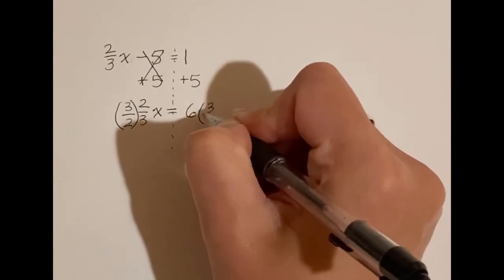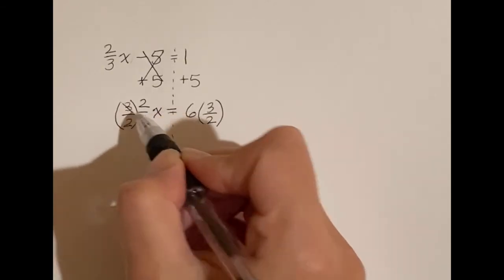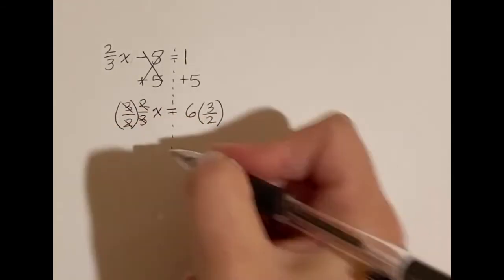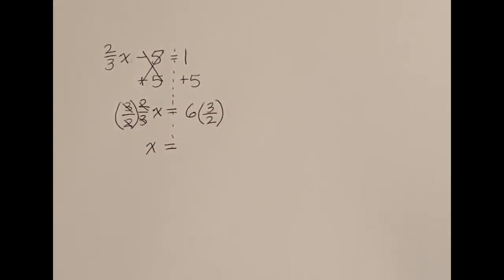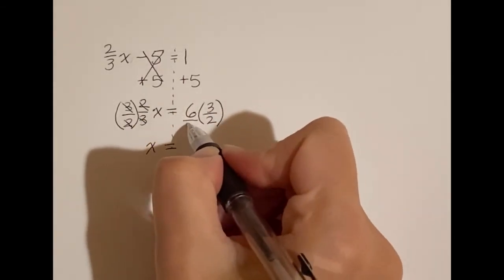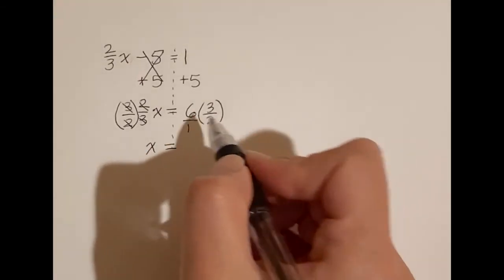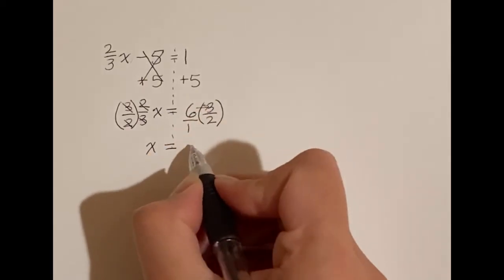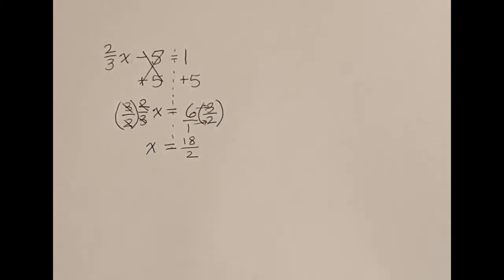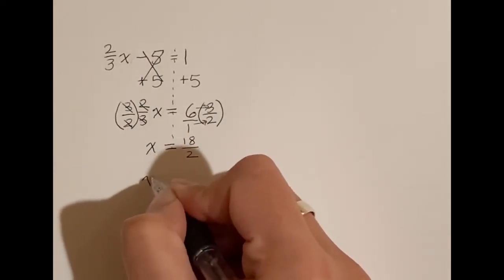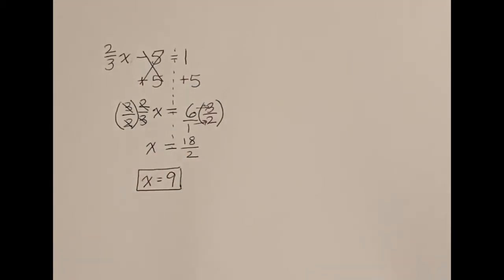Don't forget that whatever you do on one side, you have to do to the other. So remember, these will reduce to 1 and you're left with just an x. Okay, don't forget that multiplying fractions is the same thing as multiplying straight across. So I'm going to say the 6 is the same thing as 6/1. So 6 times 3 is 18, and 1 times 2 is 2. And I can reduce that. 18 divided by 2 is 9. So x is equal to 9.